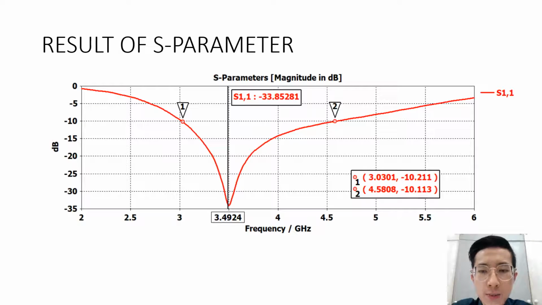The first point is 3.03 GHz and the second point is 4.58 GHz. We take the higher value, 4.58 GHz, minus 3.03 GHz, which is equal to 1.5 GHz.